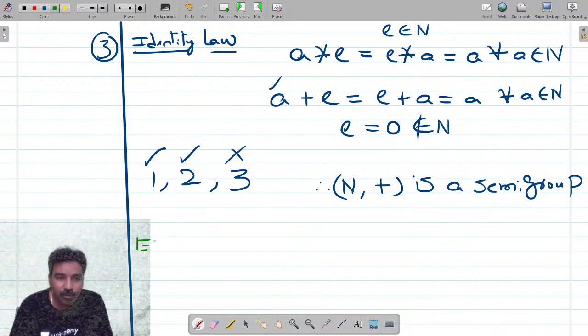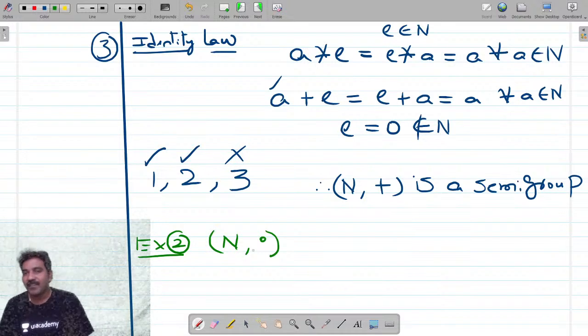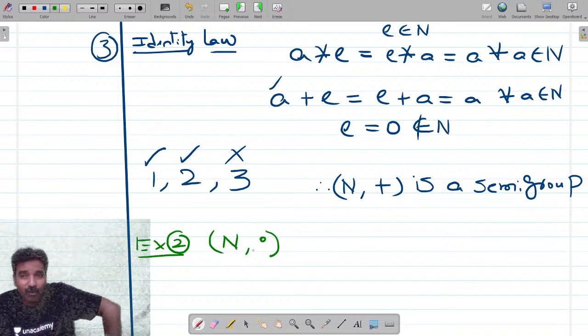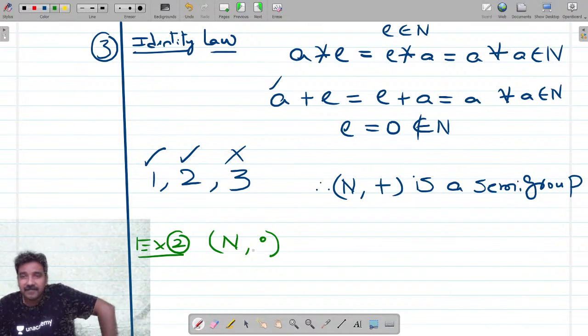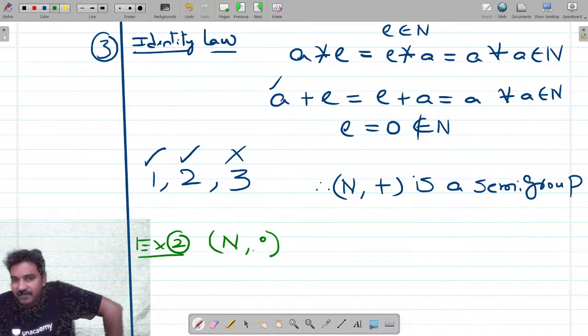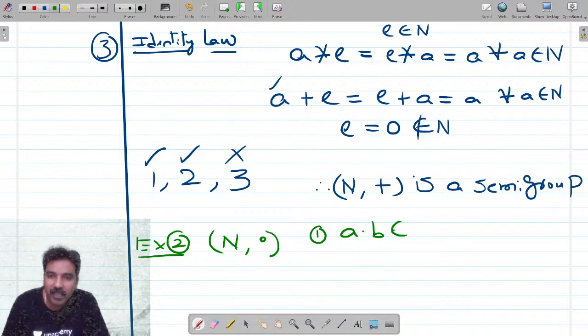Now let us take example 2. N comma dot. Here usual multiplication is taken. So please reply. Is it group or semi-group or monoid or algebraic system or an abelian group? N comma dot. Operation change ayindandi. Here it is n comma dot. Try to answer please. N comma dot. First property will be true. A dot B belongs to n for all A comma B belong to n.